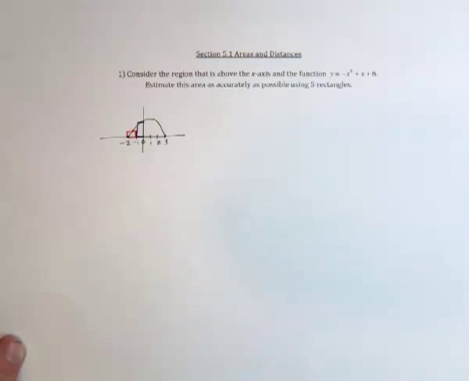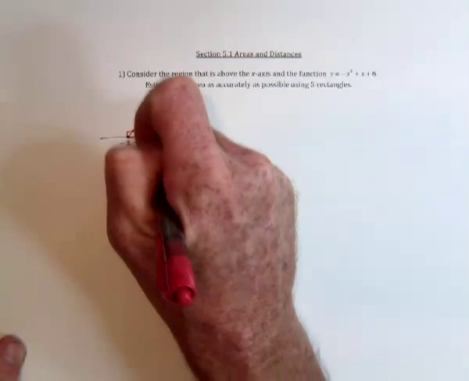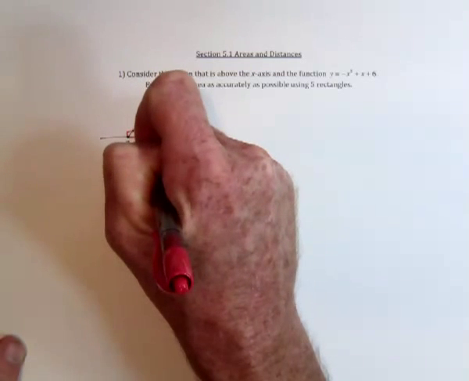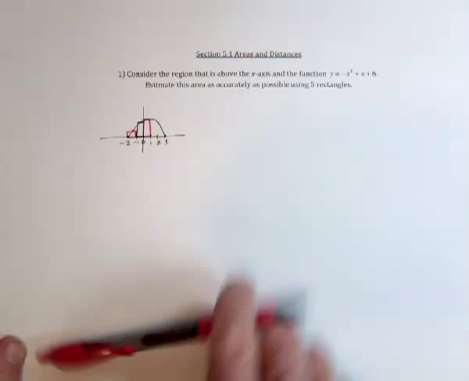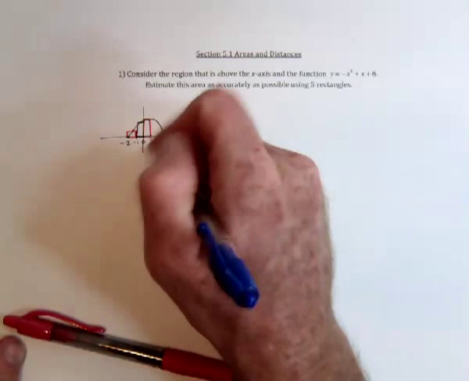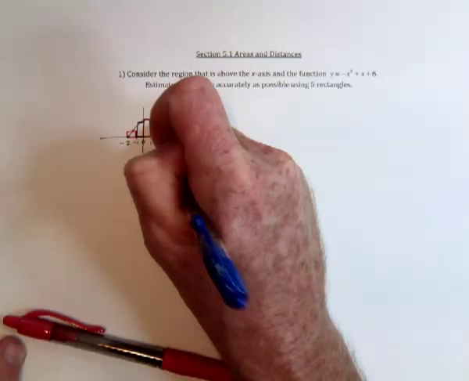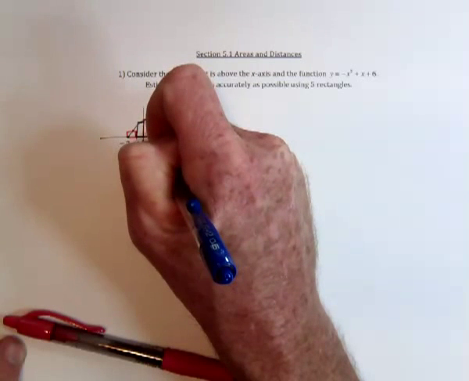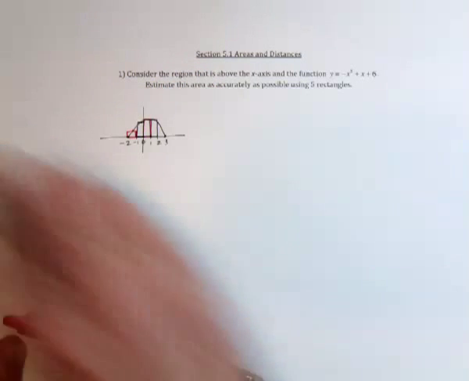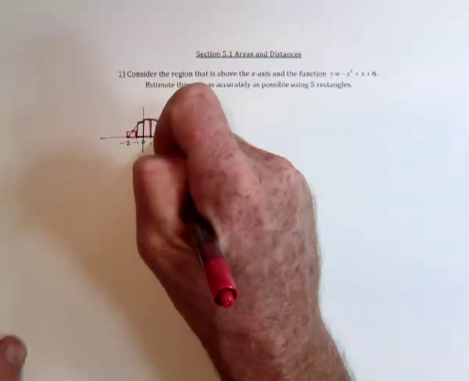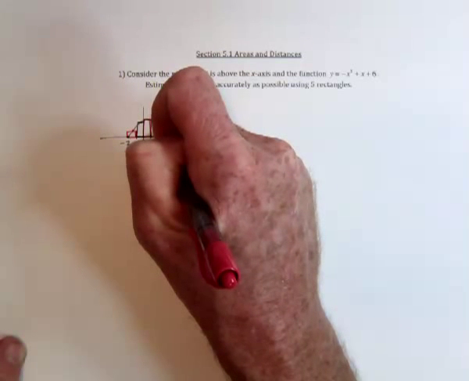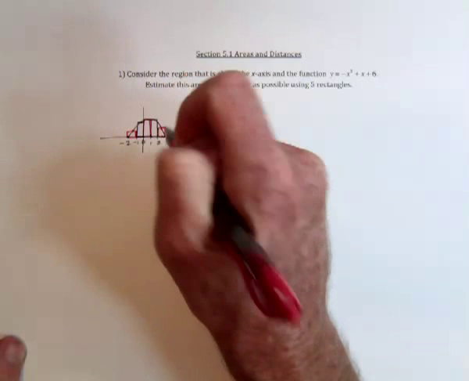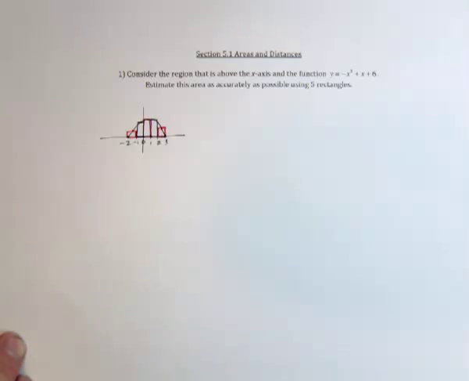And then the next one would be, so take 0.5 and go up to that height. And then 1.5, go up to the parabola. And then finally at 2.5, go up to the height of the parabola. And there's our 5 rectangles.